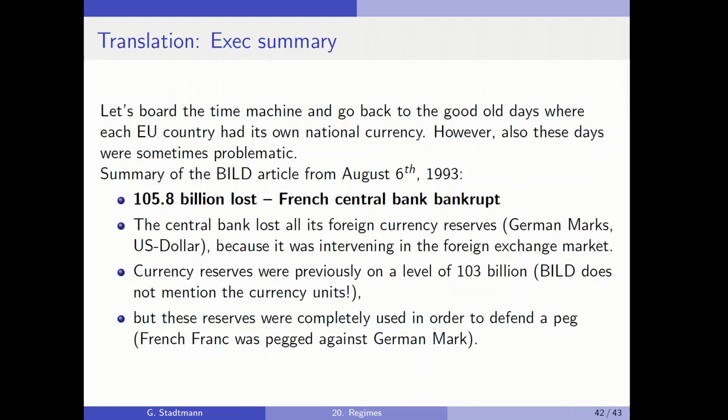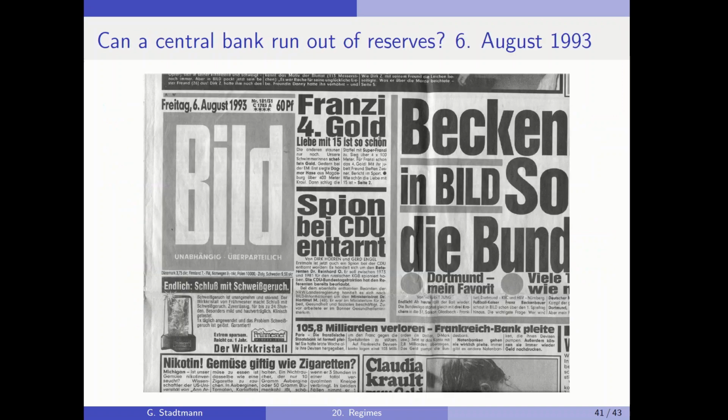But these reserves were completely used in order to defend a peg. So these reserves were used by the French central bank to defend a fixed exchange rate between the French franc and the German mark. So this article highlights that it can indeed be the case that a central bank runs out of reserves, that in the end the cellar of the central bank is empty and there are no reserves stored in the cellar of the central bank.